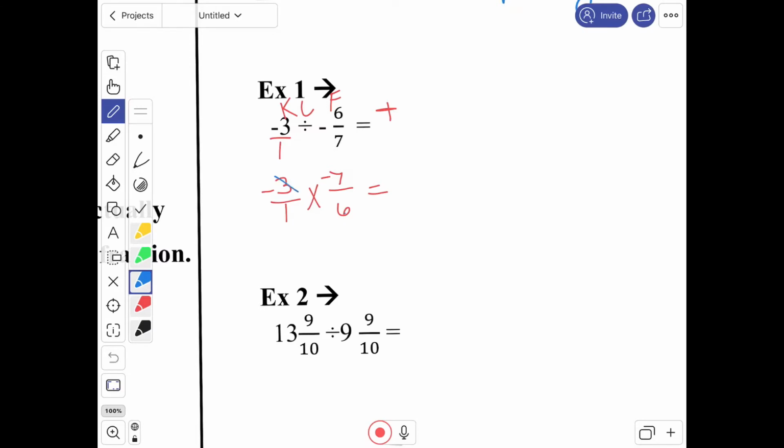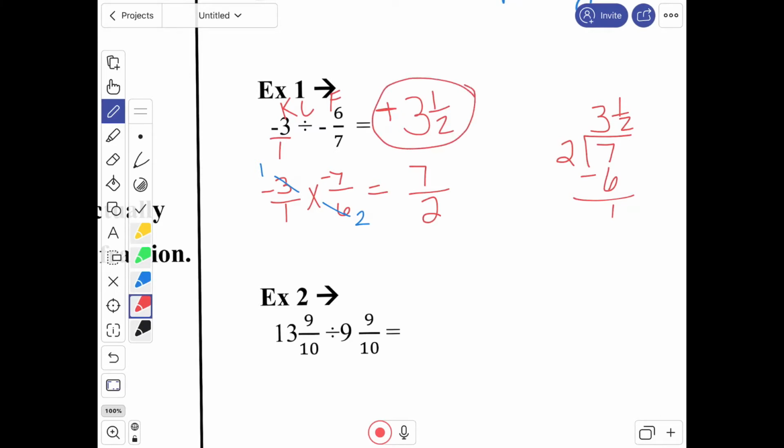And I see something that I could simplify. The 3 and the 6 will divide by 3. So 3 divided by 3 makes 1. 6 divided by 3 is 2. And then we go straight across. 1 times 7 is 7. 1 times 2 is 2. Of course, that's improper, so we need to divide it out. Man, horse. The man went in the house. Horse is outside. 2 goes into 7 3 times with 1 left over. So my answer is positive 3 1/2.